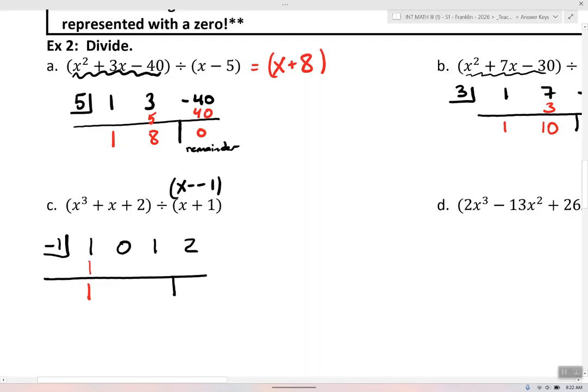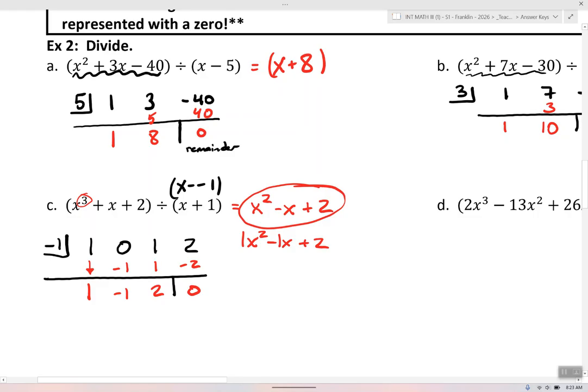Bring down the 1. 1 times negative 1 is negative 1. Add down, we get negative 1. Times negative 1 is positive 1. Add down, we get 2. And 2 times negative 1 is negative 2. And again, we have a remainder of 0. So to write out our answer, we start with one degree less than the starting polynomial. So this is going to be 1x squared minus 1x plus 2. And you can write the 1s or not. I chose not to. But if you wrote 1x squared minus 1x plus 2, that would also be fine.